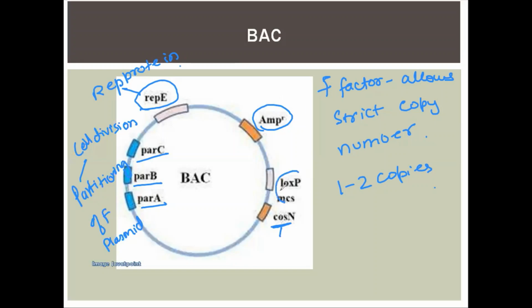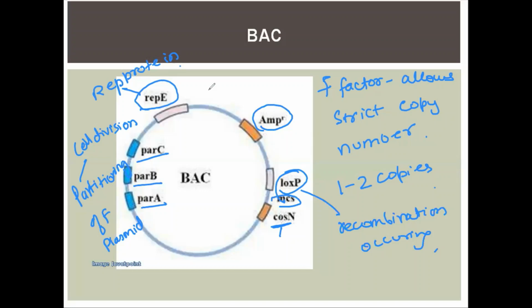Now, loxP. What is this loxP? loxP is a region where recombination occurs. So it's a region where the recombination is occurring. And MCS, you already know about it, multiple cloning sites. So this was all about bacterial artificial chromosomes.